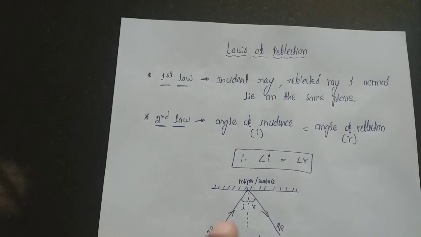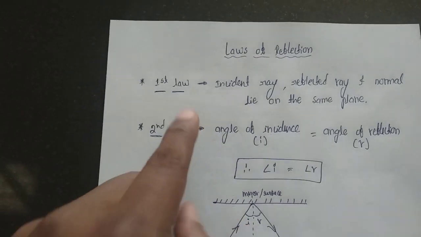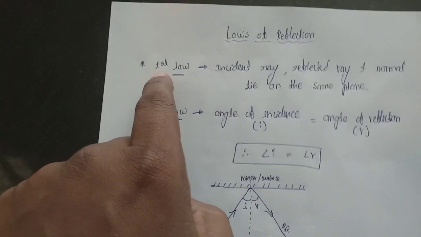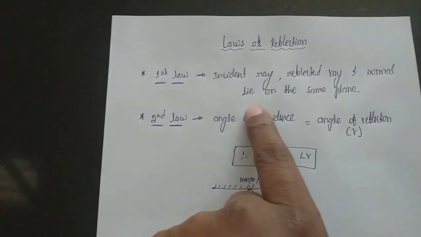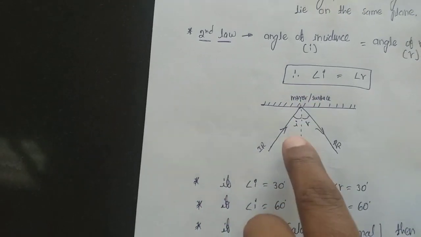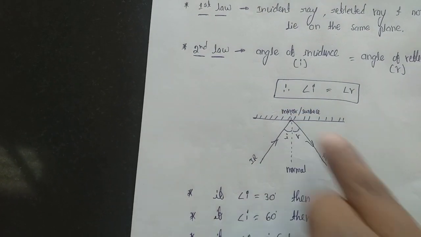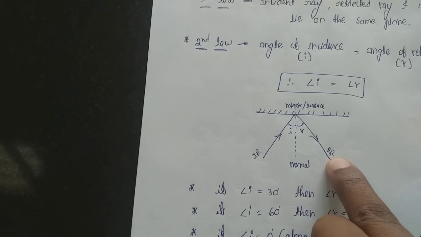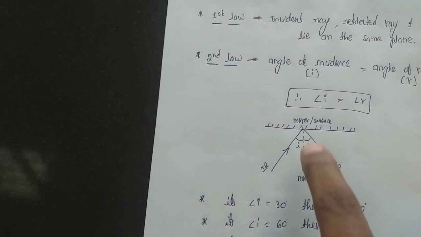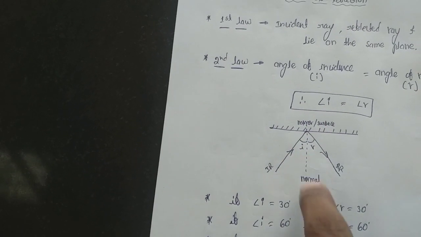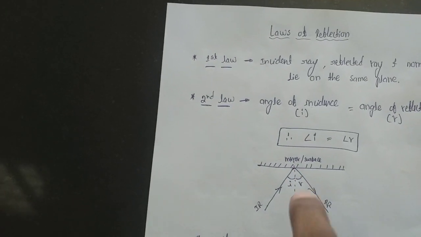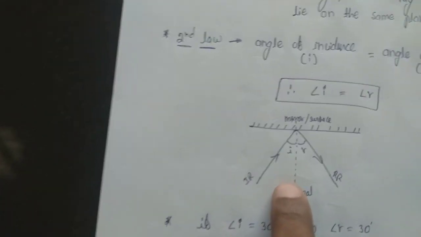When a light ray falls on any surface, it follows two laws. There are two laws for reflection. The first one is that the incident ray, reflected ray and normal lie on the same plane. The ray which falls on the surface is called the incident ray, and the one which bounces back is called the reflected ray. The perpendicular line drawn to the surface, this dotted line, is called the normal. So here the incident ray, reflected ray and normal lie on the same plane.